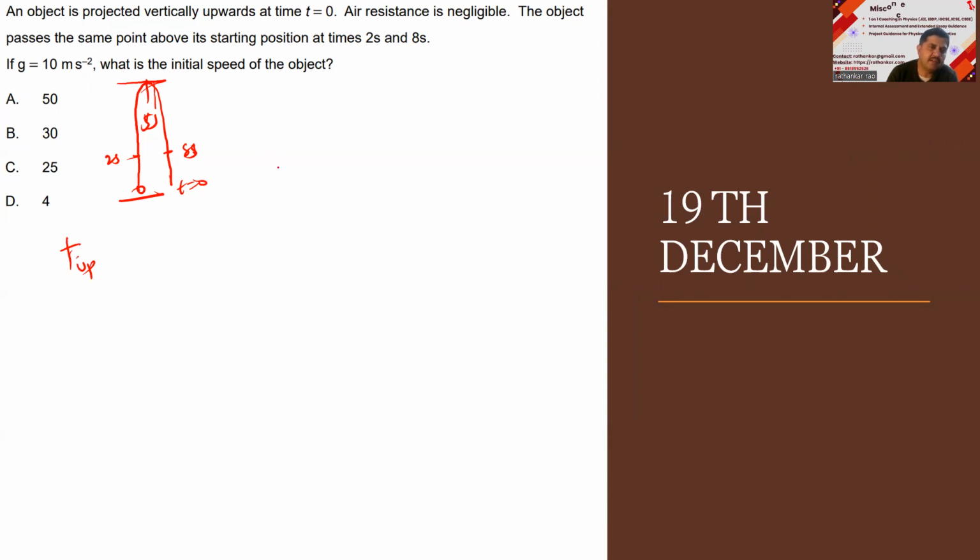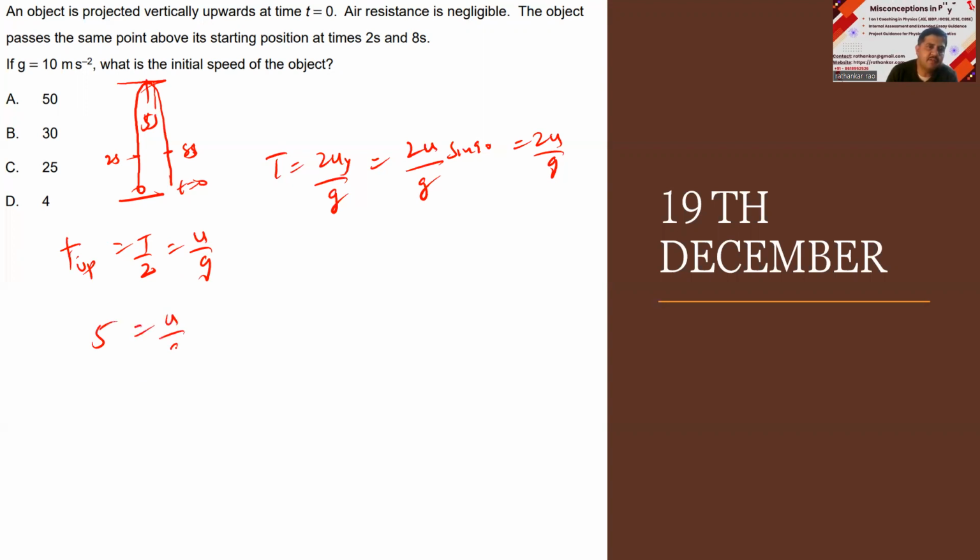So therefore, we know that the time of flight is given by 2u_y divided by g. This should be 2u by g, because sine 90 is 1, which is equal to 2u by g. Now, when you say t up, this should be equal to T by 2, which is just u by g. What is the time taken here, starting from here to here? 5 seconds. So 5 should be equal to u by g. Substituting u equal to 5g, which is 5 into 10, that should be 50 meters per second. So the answer is U.